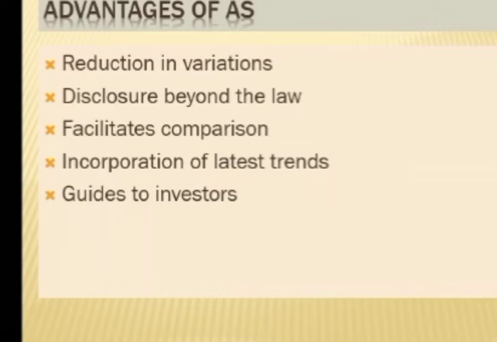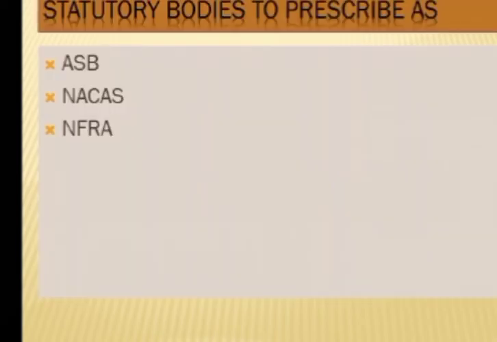Last one, it guides investors. Not only the investors, it also guides the professionals about the items to be followed consistently. Accounting reports produced in accordance with the accounting standards are regarded by government offices and tax authorities as quite reliable and acceptable. The important topic is statutory bodies to prescribe accounting standards, mainly ASB, NACAS and NFRA.